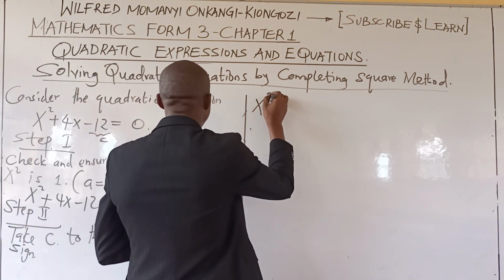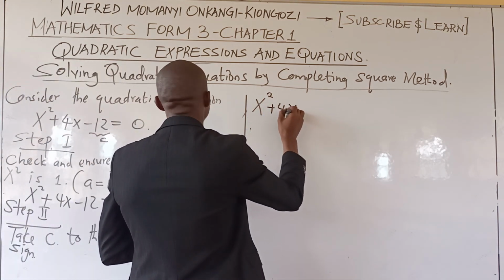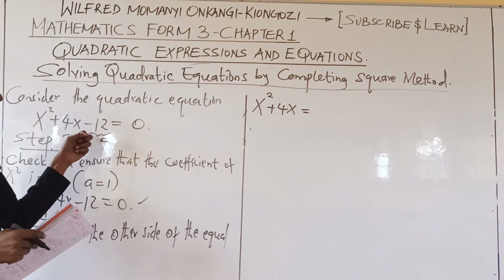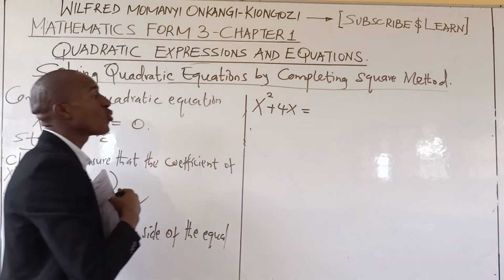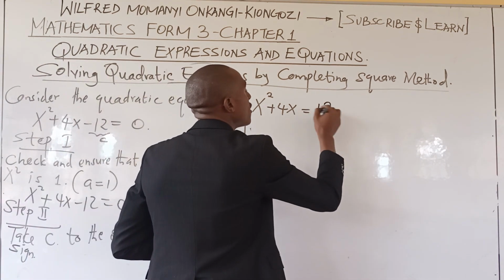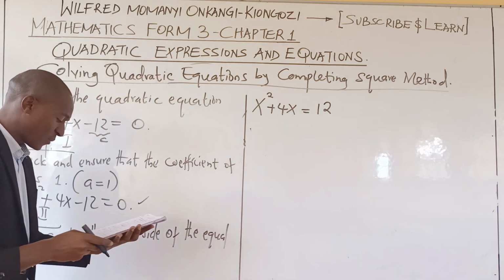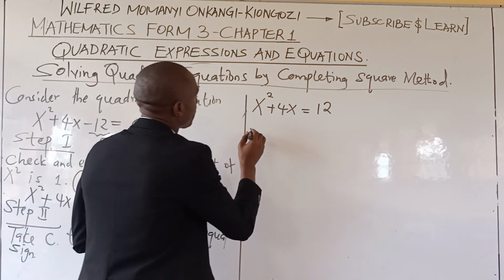We have x squared plus 4x. If we are taking C to the other side, the sign changes. It is a negative here, so we shall have it as a positive 12 on the other side. When it crosses the equal sign, it becomes a positive. That is step 2. Step 3.